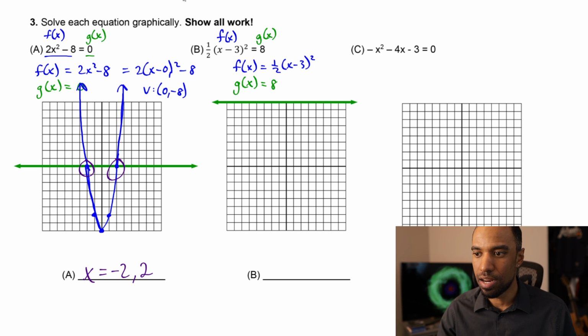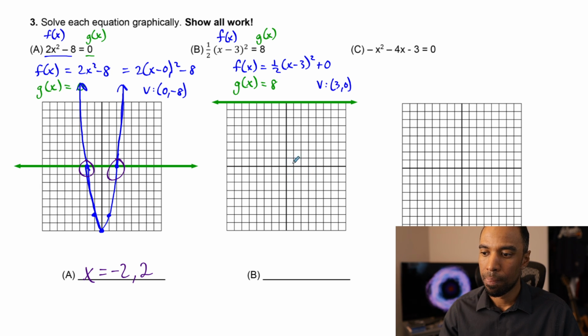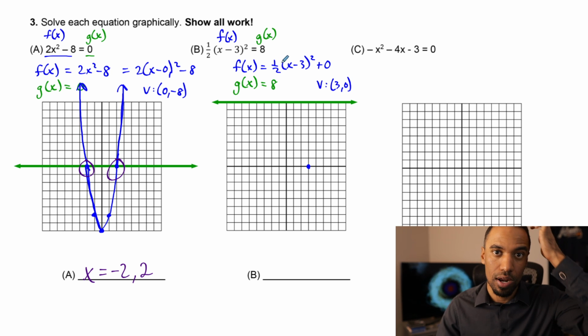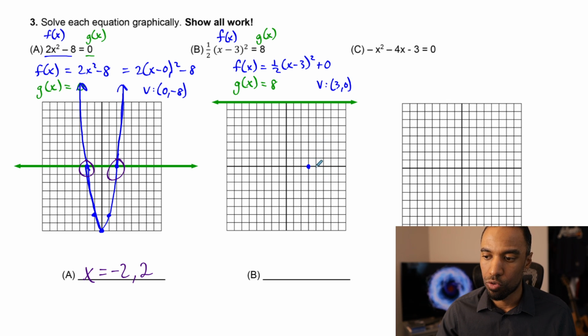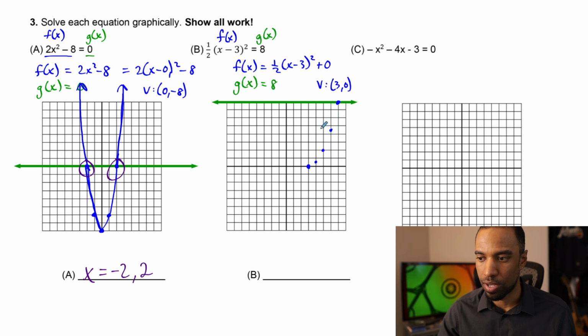And this blue curve, this quadratic, in vertex form, that's plus 0. That means the vertex is at the opposite, 3, 0. So I start at 3, 0 right here. And with the stretch factor of 1/2, I'll go over 1 up half of 1, over 2 up half of 4, over 3 up half of 9, over 4 up half of 16. Just like that. There's 1 point.